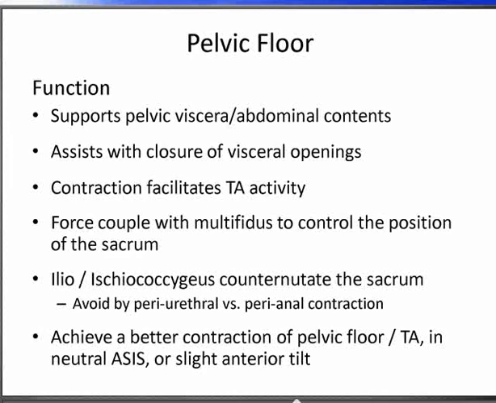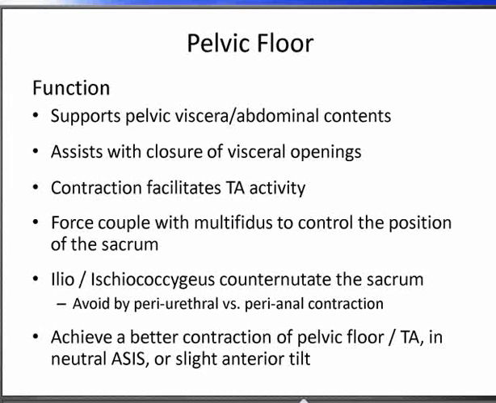And one of the ways that we can avoid that is by having the client perform periurethral contraction versus perianal contraction. So what do I mean by that? Well, when you're training a client with core stabilization exercises and you ask them to perform pelvic floor contraction, you have to differentiate with what portion of the pelvic floor they're contracting. Is it the posterior aspect versus the anterior aspect? So if they're contracting the perianal region, then essentially that's going to promote more of a counternutation through the use of ilio and ischiococcygeius, rather than what they should be doing is promoting more of the anterior portion of the pelvic floor and contracting periurethrally.